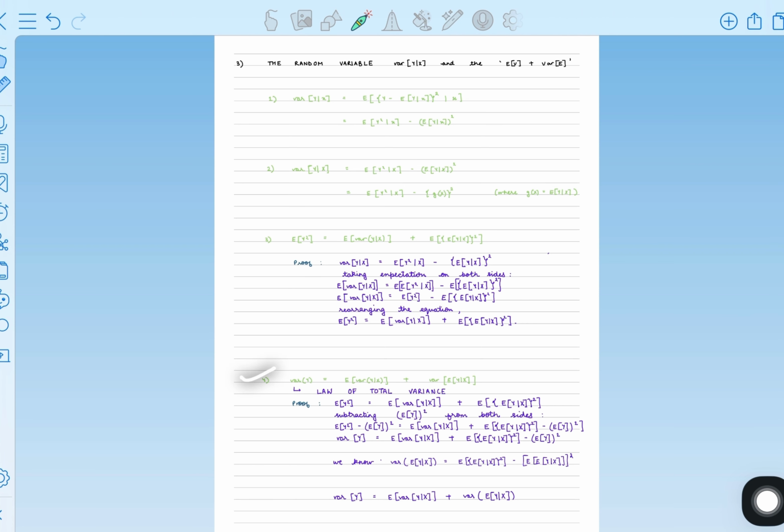The fourth result is also known as the expectation of the variance plus the variance of the expectation identity. This is because the right-hand side consists of the expectation of the variance of y given x plus the variance of the expectation of y given x.